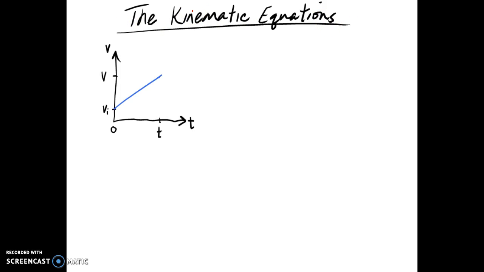I want to introduce three equations we'll be using in our problem solving called the kinematic equations, and you've seen some of it before. Here is a velocity versus time graph for an object at time 0 has initial velocity vi, and at time t has velocity v. If we use the first data point and the last data point to calculate slope, we know the slope is the acceleration, which is the change in velocity over the change in time.